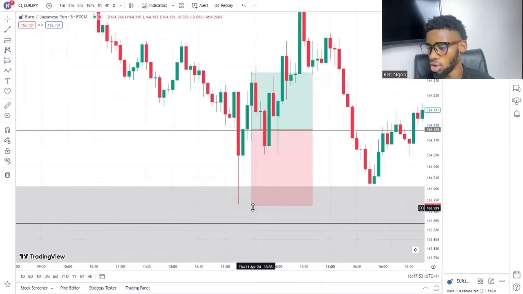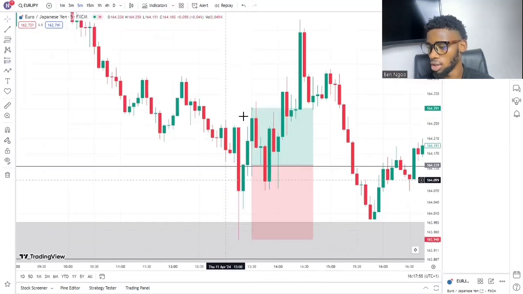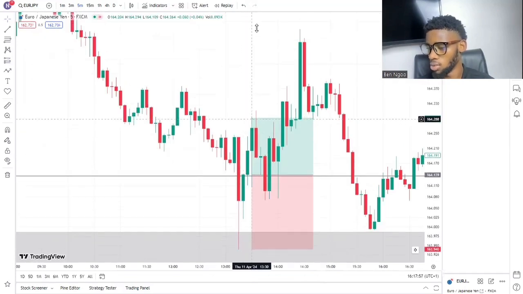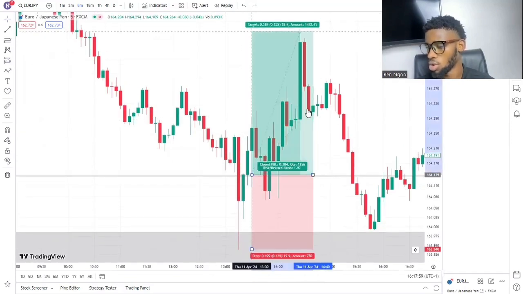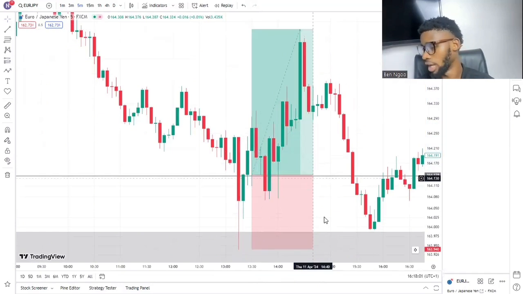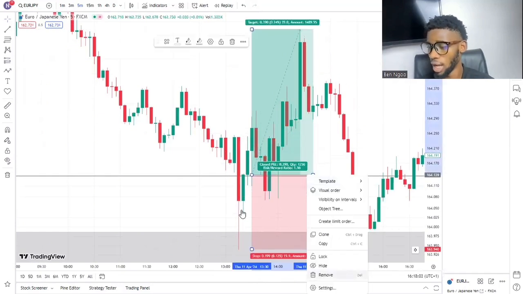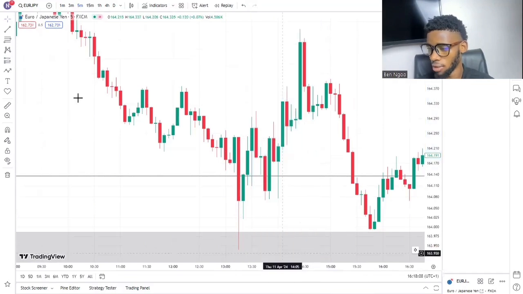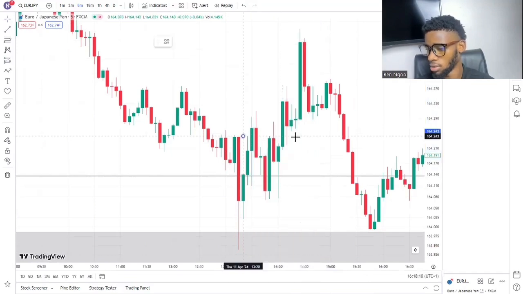Now it all depends on your entry criteria. Let's see, this went about 1 to 2. So it depends on your entry criteria. You could feel like, oh, this is too aggressive. Then a breaker was formed here.